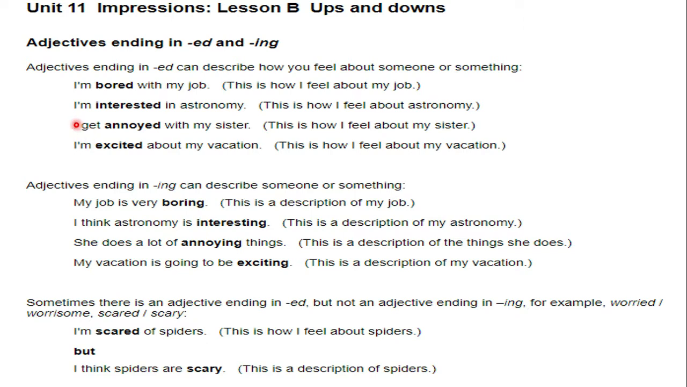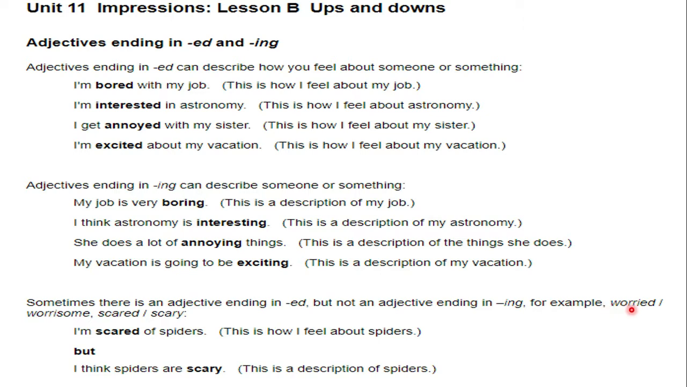I get annoyed with my sister. This is how I feel with my sister. And she does a lot of annoying things, so I am describing the things that she does. I'm excited about my vacation. This is how I feel about my vacation. But my vacation is going to be exciting. This is how this person describes how the vacation is going to be. Okay, so that is the difference between adjectives ending in ed and ing. Okay, sometimes there is an adjective ending in ed, but not an adjective ending in ing.